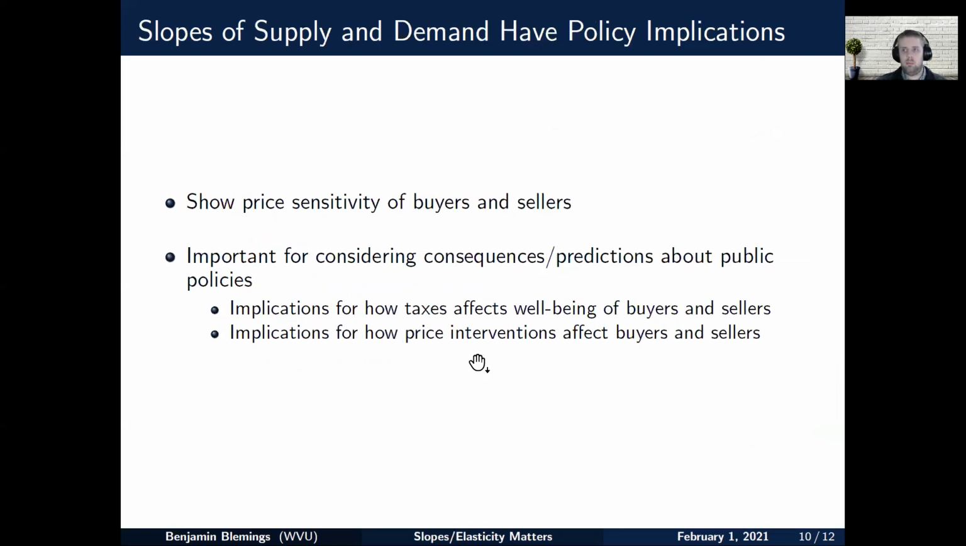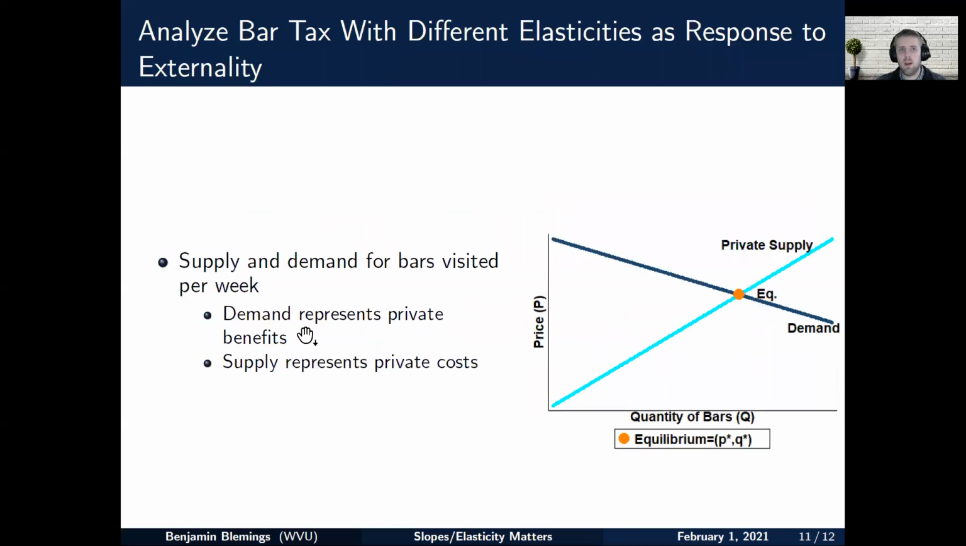So, the last point I want to bring up is that the slopes of the supply and demand have important policy implications, which is basically related to the elasticity. And so, the price sensitivity, or how much people adjust their decision making due to price, will matter for what the optimal public policy is. And I'm going to do a bar tax here because I always think about this. So supply and demand for bars visited per week. You have the private supply of bars, and then you have the demand for bars. And people go to bars because there's some private benefit, and bars are there because they want to make money.